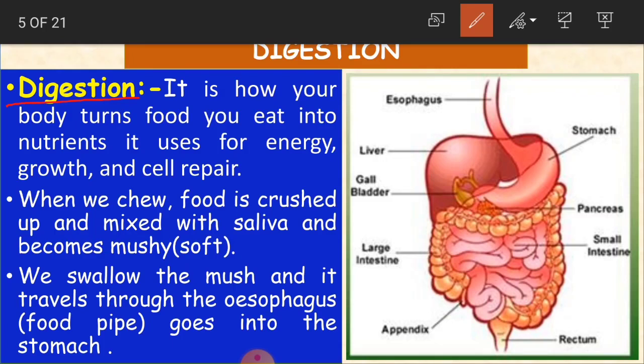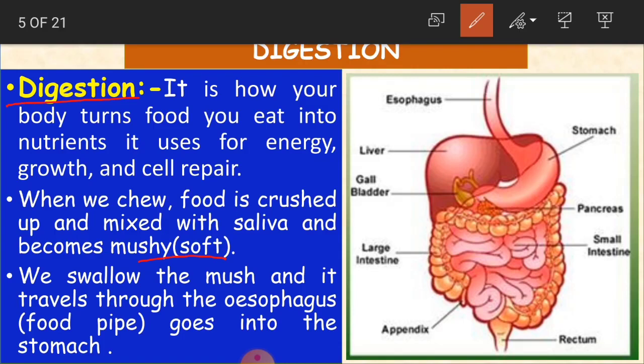So what happens when we eat food? We chew the food into small particles. You have to chew properly so that you can get your food digested. The food is crushed up, it breaks into pieces, and it is mixed with the saliva which we have in our mouth. And it becomes soft, it becomes mushy.